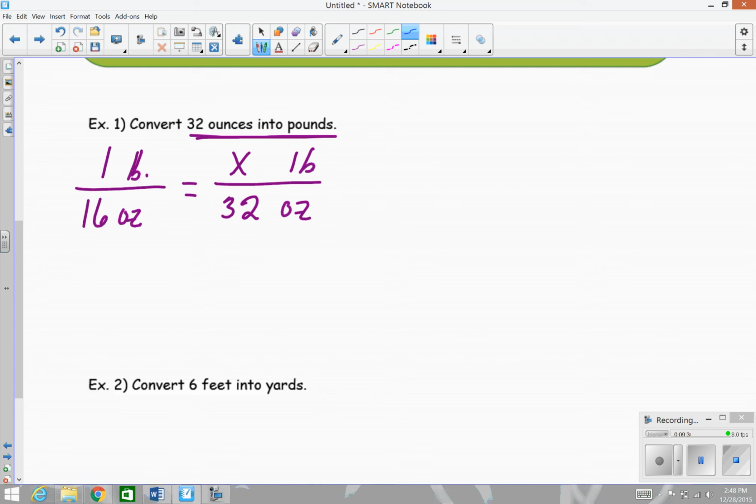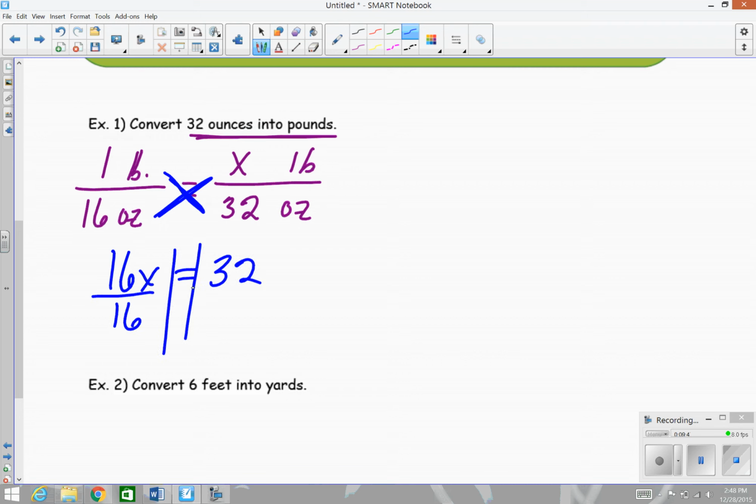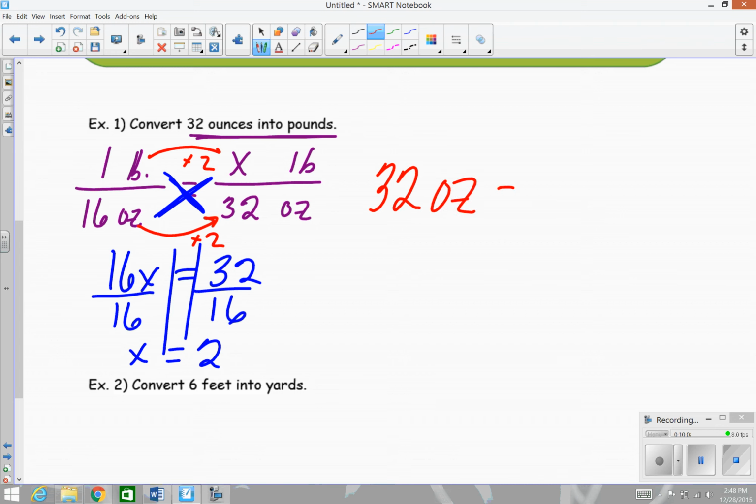You have the option to cross multiply or use a scale factor for this particular one. We can do it both ways. 16 times x is 16x. 1 times 32 is 32. Draw your river, divide by 16, and we get that x equals 2. Or you could recognize that 16 times 2 is 32, and 1 times 2 is 2. Either way, we get that 32 ounces equals 2 pounds.